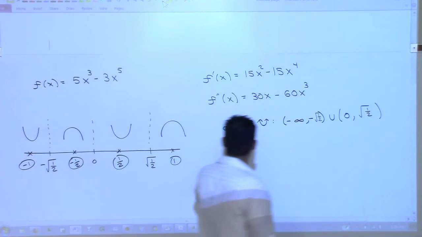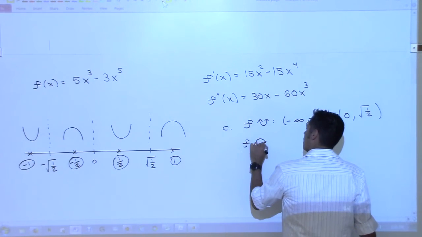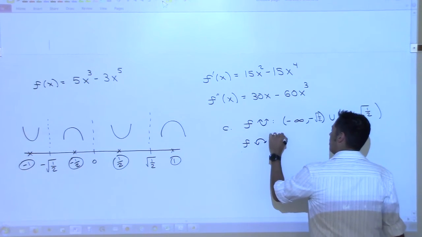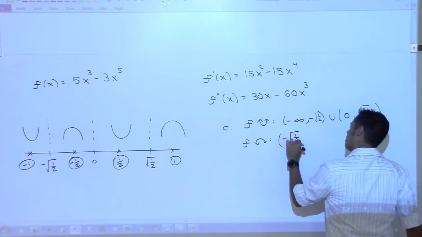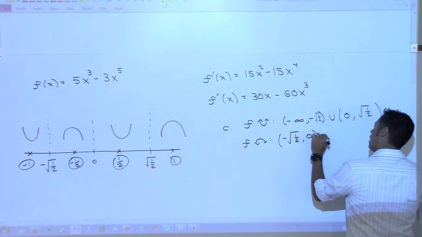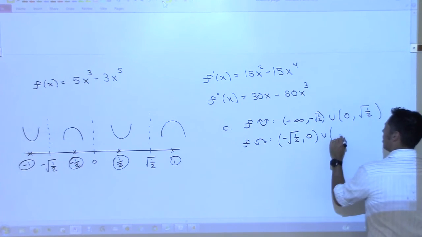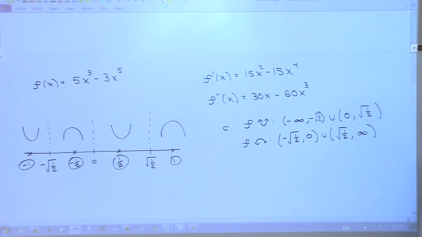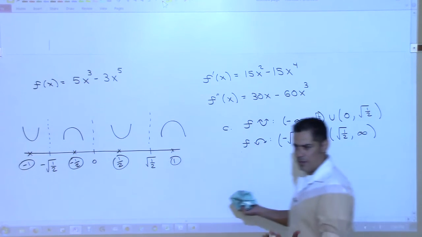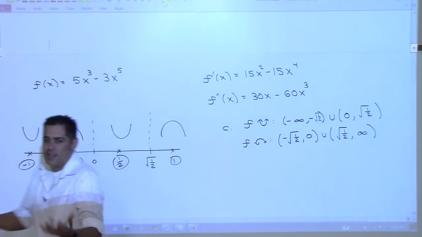Where is it concave down? So this time it's going to be from negative root 1/2 to 0, and then union from root 1/2 to infinity. So is everyone comfortable with this? I mean, really, there's nothing new here, right? Do you agree with that, other than what it's telling us?